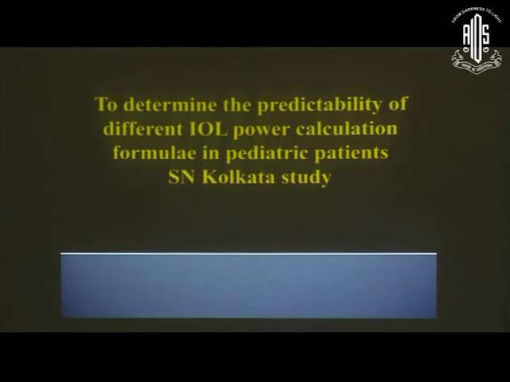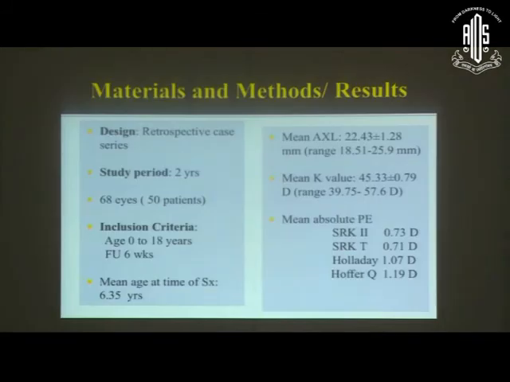So we studied our patients to determine the predictability of different IOL power calculation formulae in our institution. We studied 68 eyes over a period of 2 years. It was done in 2013, and the mean age at the time of surgery was 6.3 years. The mean axial length was 22.4 millimeters. Mean K value was 45.3 diopters. And we found that the mean absolute prediction error was similar in SRK2 and SRK-T. It was minimum in SRK-T, but it was very similar.